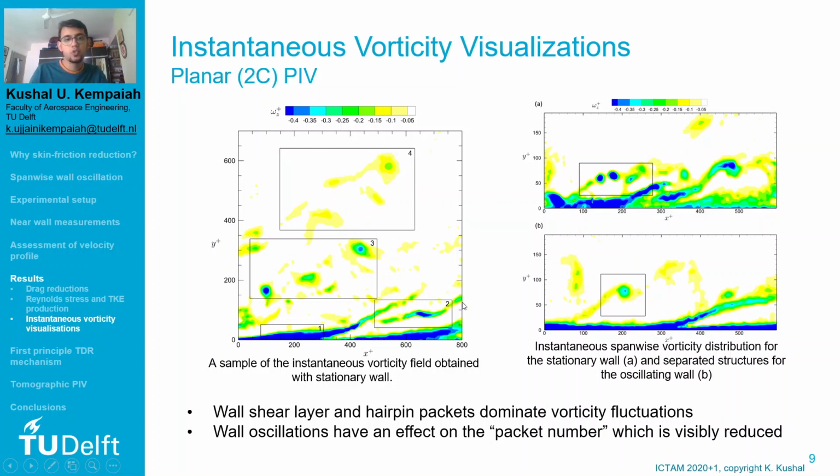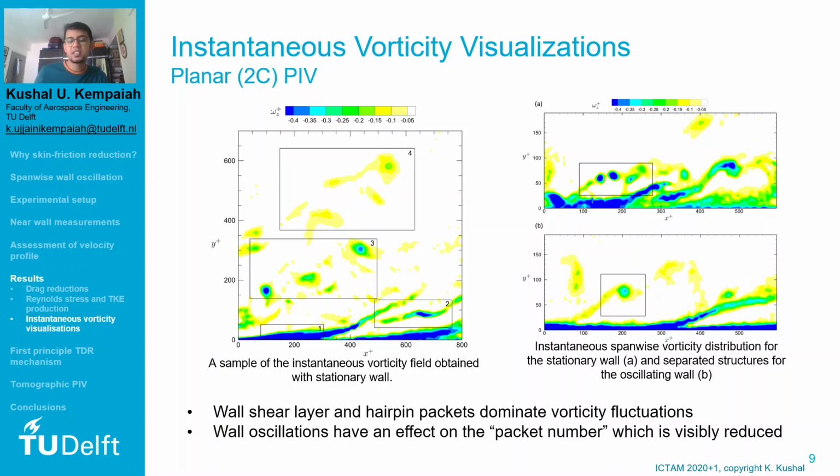When comparing the vorticity visualizations of the stationary and the oscillating wall, it was observed that for the case of the stationary wall, these hairpin heads are always occurring in a train of hairpin vortices, also called the packet of hairpins, as described by Adrian, Meinhart and Tomkins. And it was observed that the wall oscillations have an effect on the packet number. That is, these hairpins which occur in trains no longer exist as large trains in the case of the oscillating wall, where only 1 or 2 hairpins are seen.